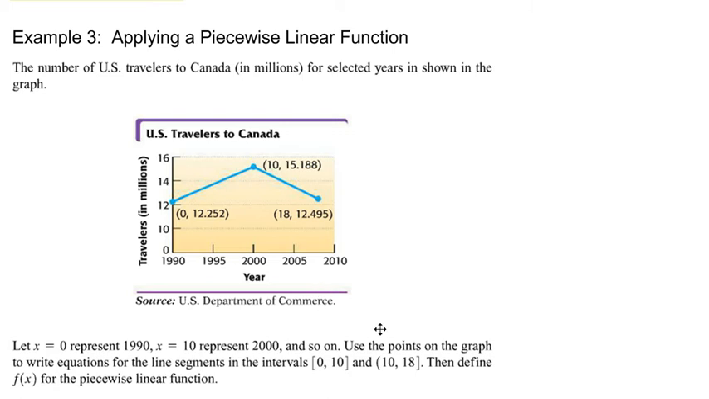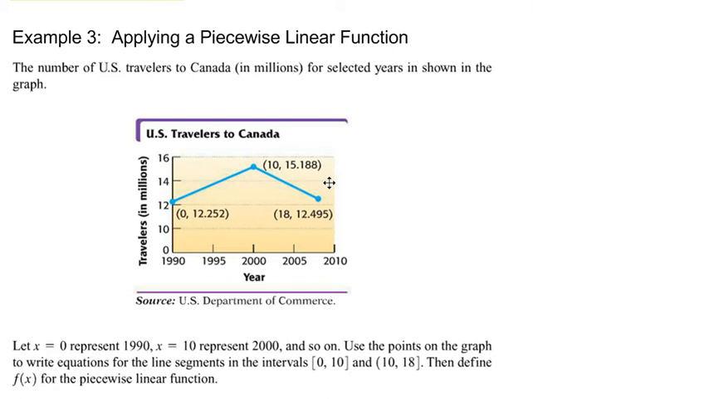Okay, so we want to use the points on the graph to write equations for the line segments. We want to write the equation of this line segment and the equation of this line segment, and then define f of x for a piecewise function. What would the piecewise function look like then? So we have two things to do. First, find the equation of each of these lines and then write it as a piecewise function.